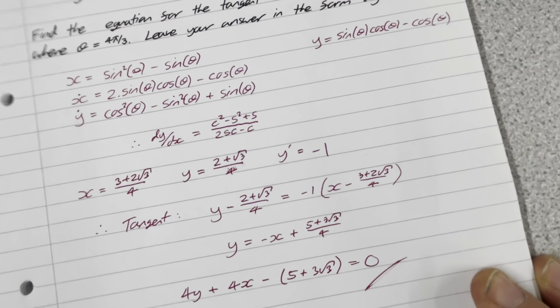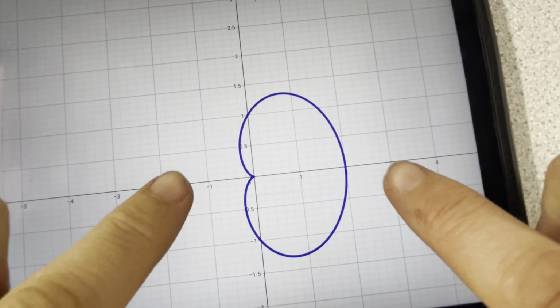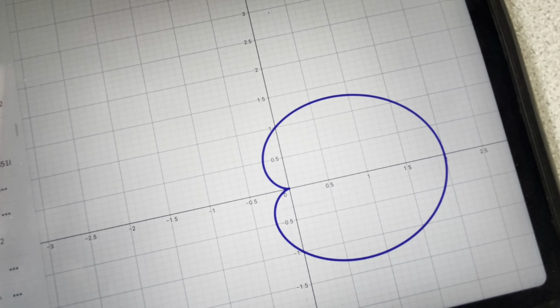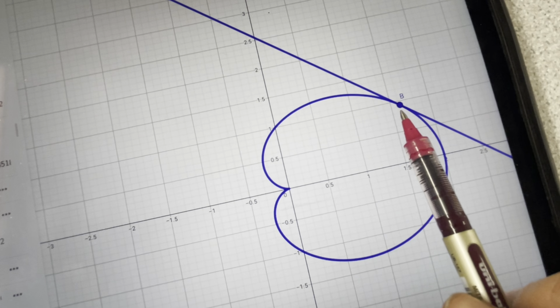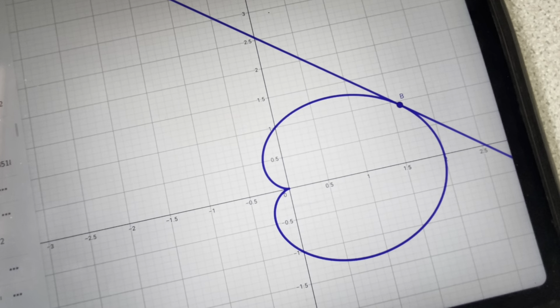And check the graph of that. Okay, so here's the cardioid. I'm just going to stretch it out a little bit so it looks more like a cardioid. There we go. And that is the equation of the tangent at the point in question. Okay, so there's our point. That's when theta is 4 pi on 3. And this is our tangent at that point with the equation we've just established.